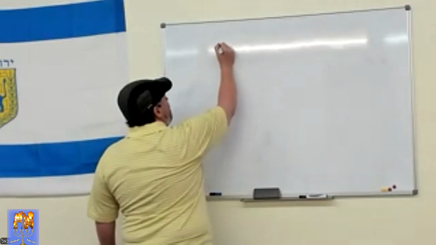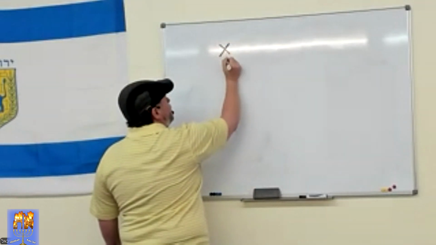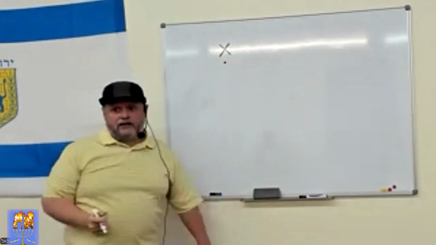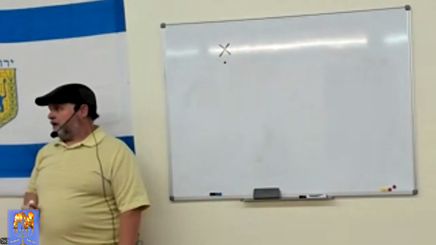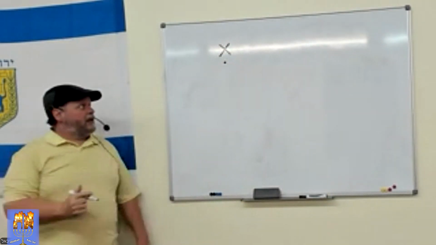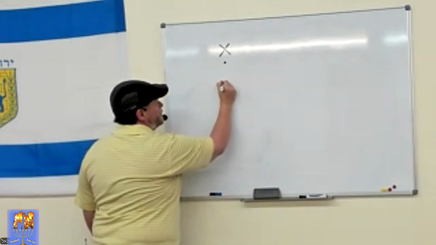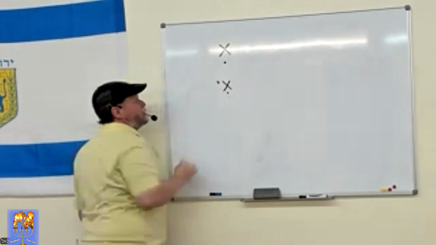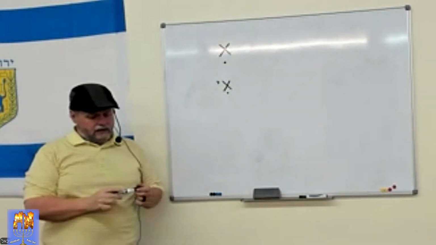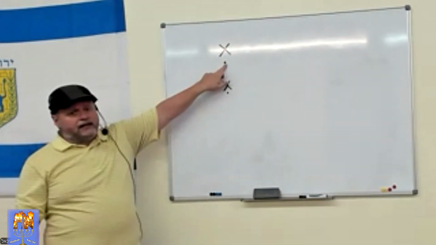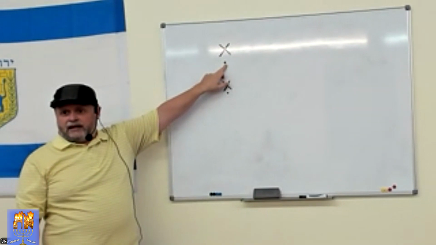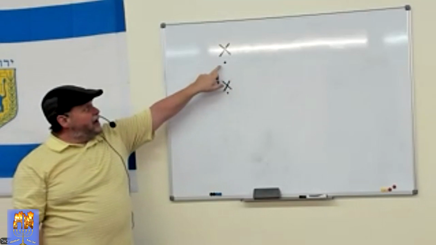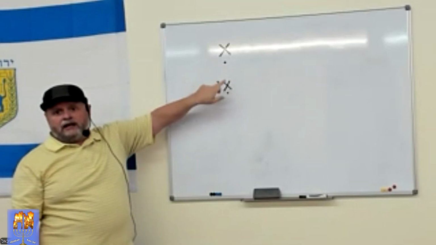All right, so we have this little dot underneath here, right? And then we also have... all right? So we have kirik, okay? And then we have kirik yod. So we have a short duration and a long duration, okay?